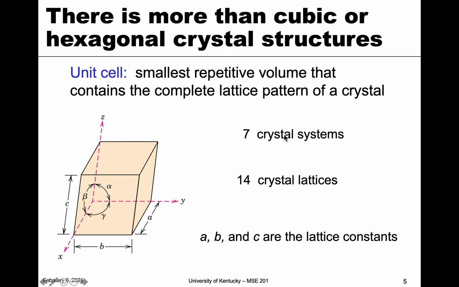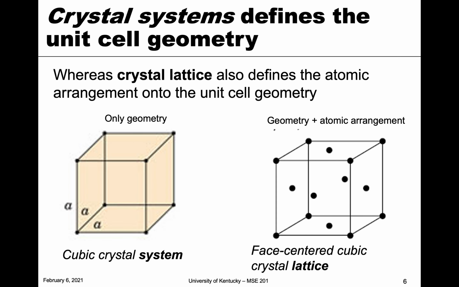And so what we're going to talk about is 7 different systems and then 14 crystal lattices, and we'll get to both of these in the next slides. So let's look at the crystal systems first. When we talk about crystal system, we're basically defining the unit cell geometry, right? The shape of the unit cell. So it's only talking about that volume.